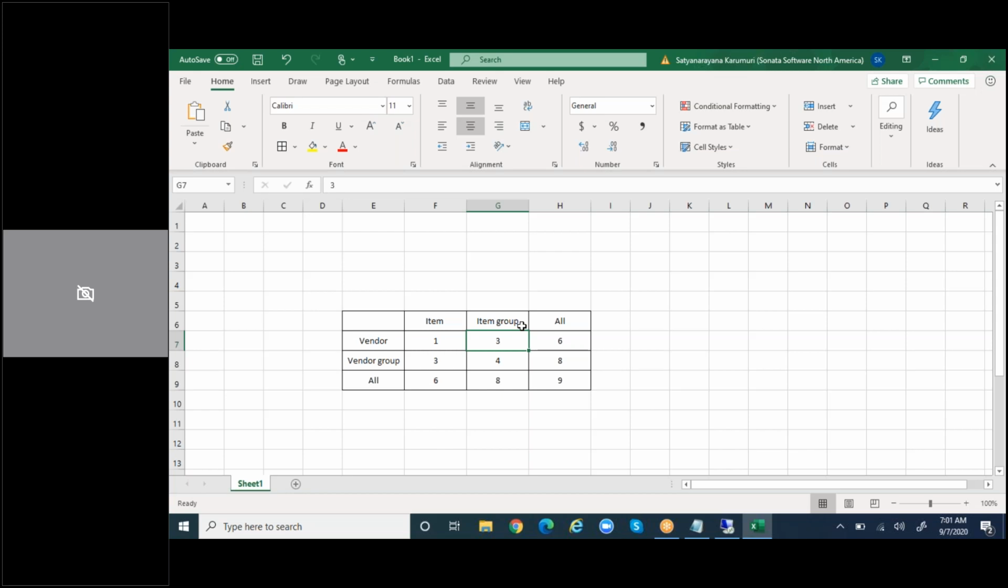Sometimes it may be 2, then it will be 3. If it is 5 and 6, it will be 3. So this is 4. So this table I will explain. If you are able to follow, that is fine.